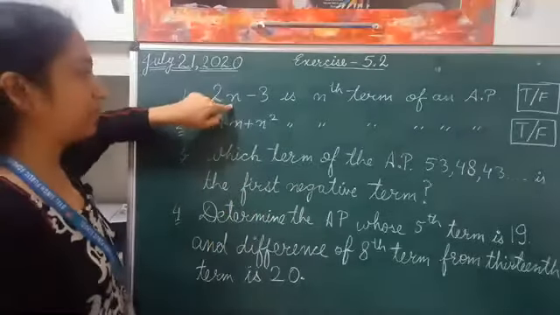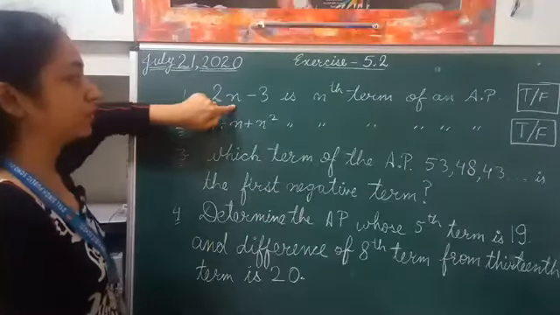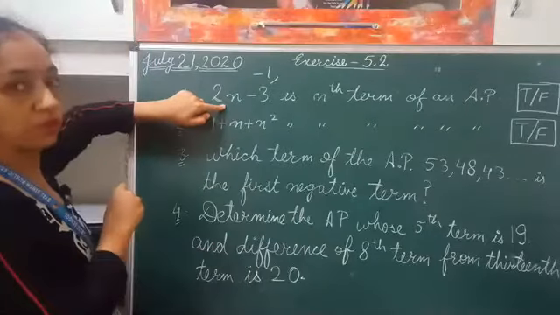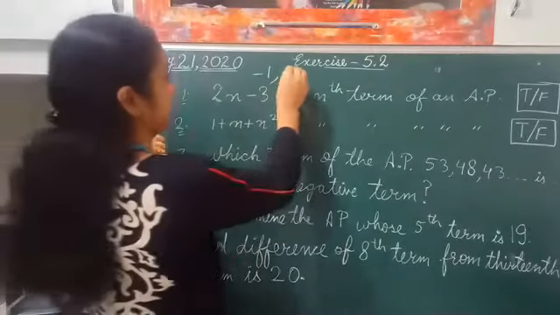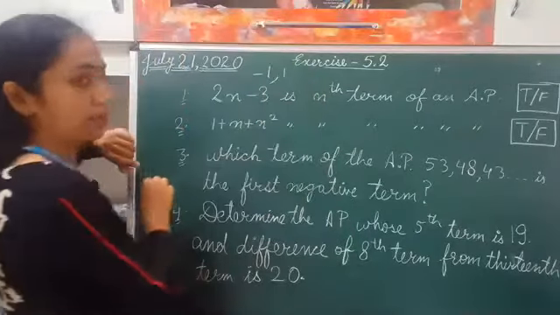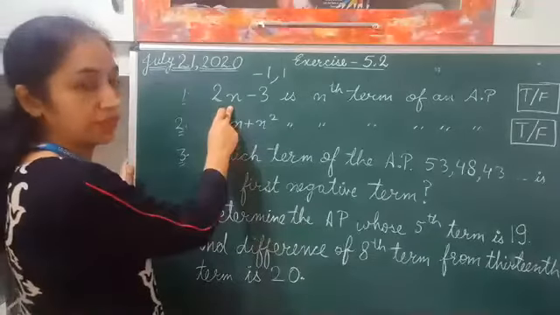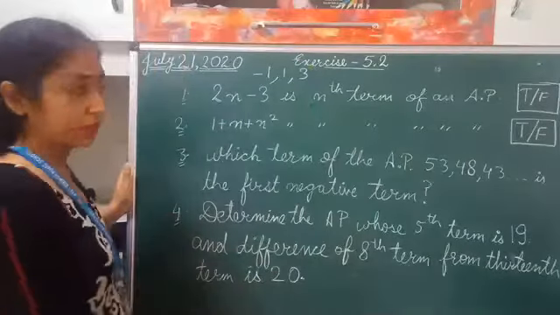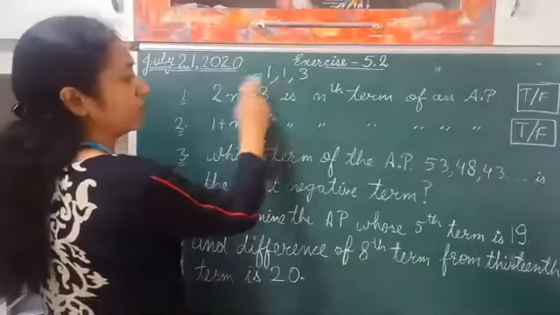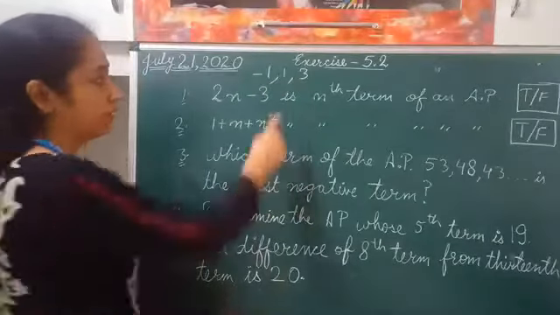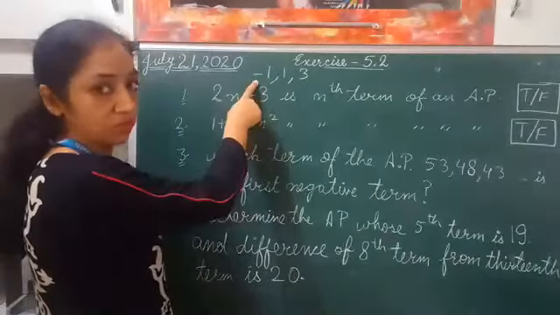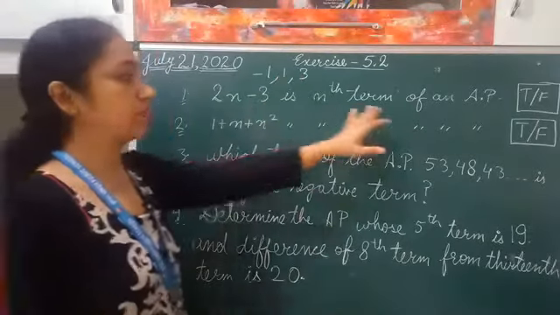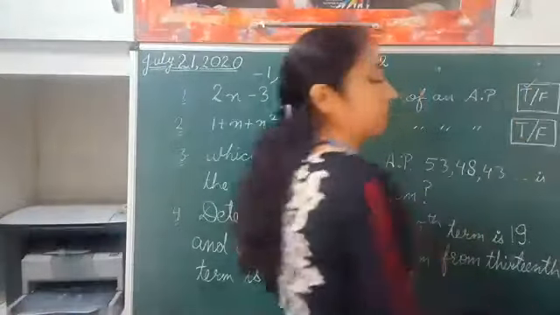For example, if we put n is equal to 1, it will become 2 into 1 minus 3, that is minus 1. Then we put n is equal to 2. So 2 2s are 4 minus 3, that is 1, right? And then n is 3. 2 3s are 6 minus 3 is 3, right? So here you may check the difference is 2. 1 minus minus 1 means 1 plus 1, that is 2. 3 minus 1 is also 2. So here this statement will become true, right?